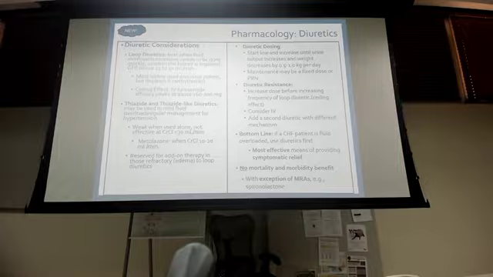Always monitor potassium, sodium, magnesium, calcium. We've mentioned it. Renal function, BUN and creatinine. It's the same story for all these medications, right?